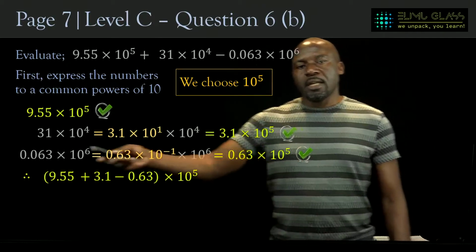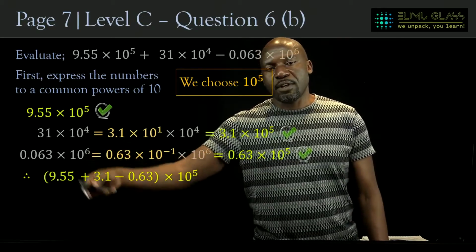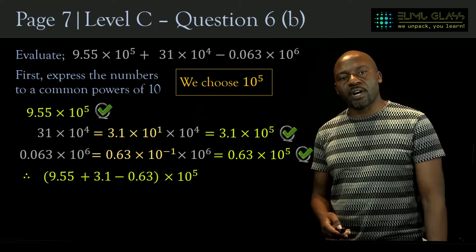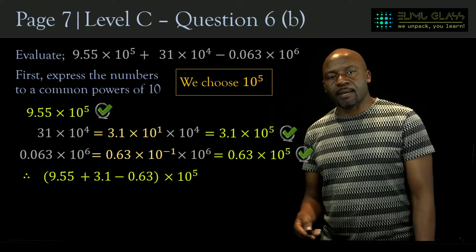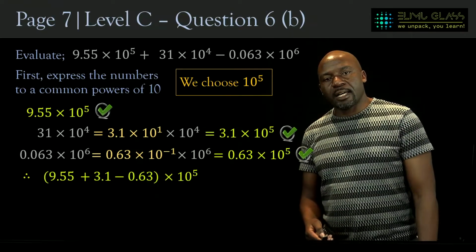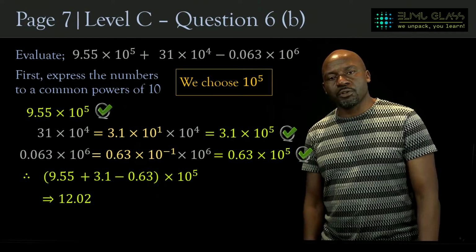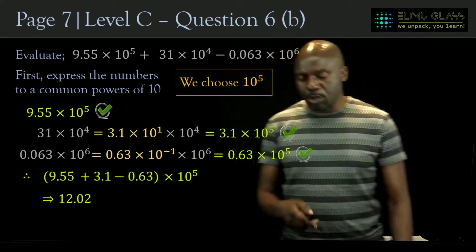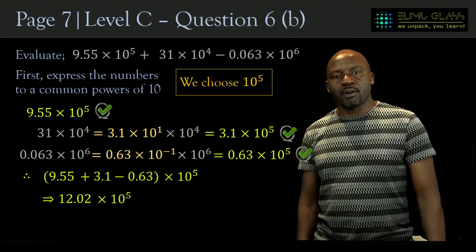So it will be 9.55x plus 3.1x, whatever you get will be x, all right? So that's why we have just one 10 power 5 there. Treat the 10 power 5 as though it was an x, some unknown. When I add that and subtract, I get a total of 12.02. Try it out on your calculator. That bracket gives me 12.02, and now I can multiply by 10 to the power of 5.